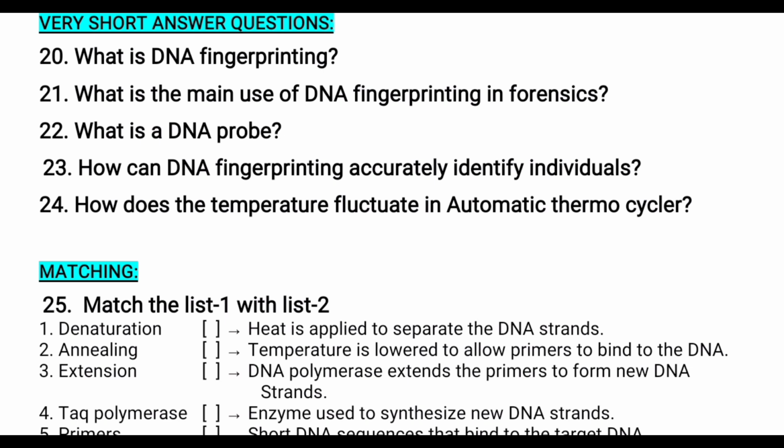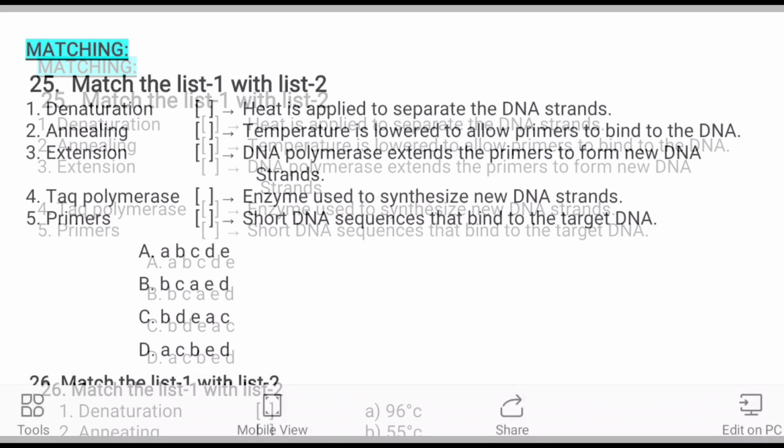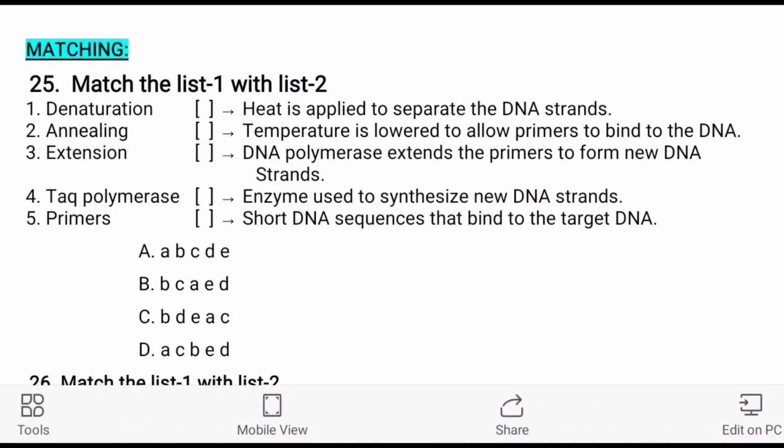How does the temperature fluctuate in an automatic thermocycler? Automatically, the temperature increases and decreases. That is the answer. Let's see the next category of questions, that is matching type questions. So here the matching is given. You have to match list 1 with list 2.